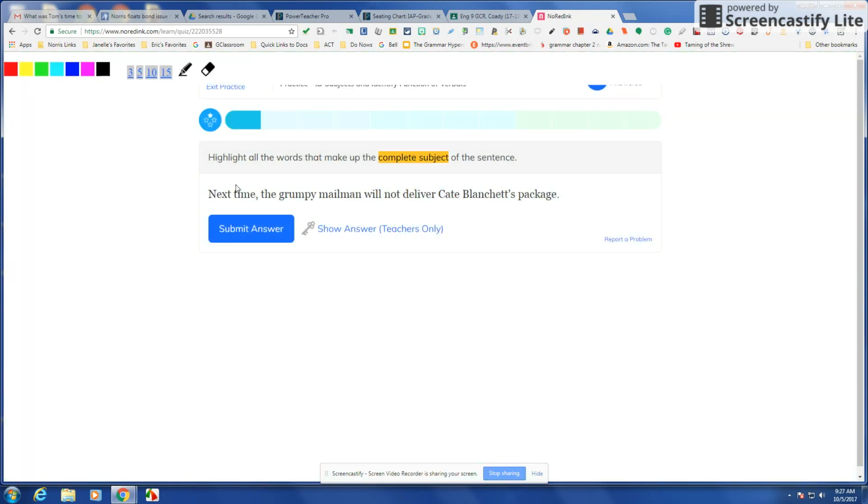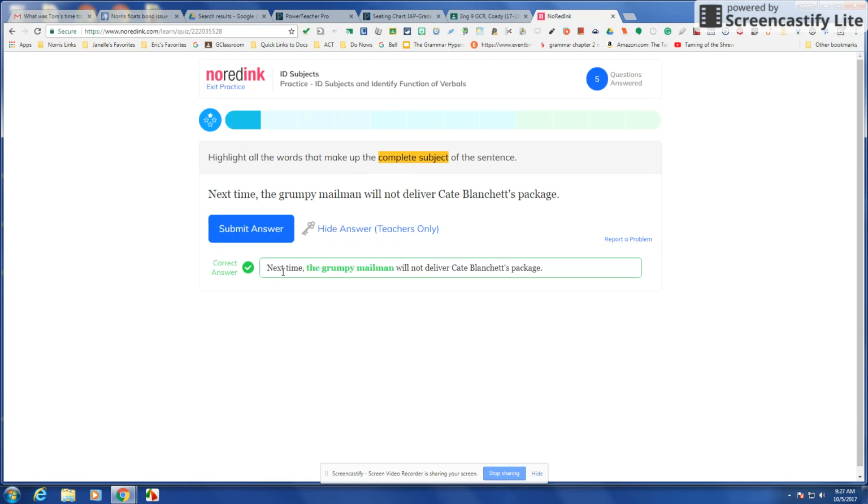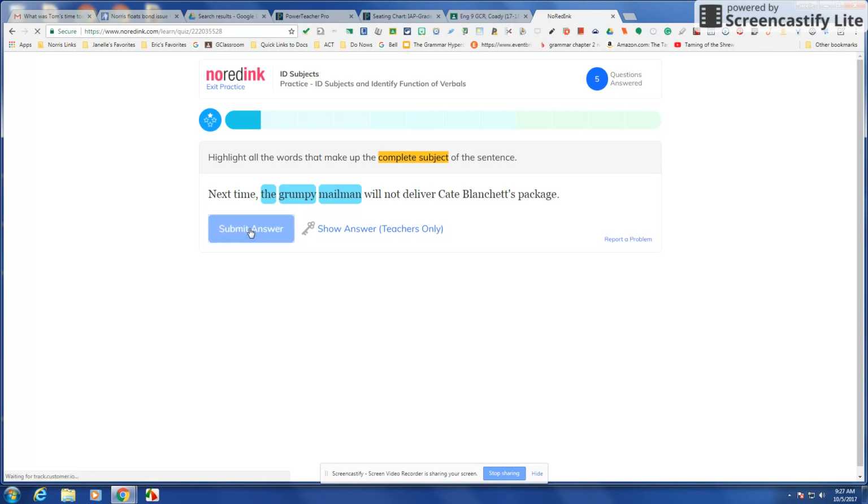Next time, the grumpy mailman will not deliver Kate Blanchett's package. Okay, so the subject can never be in this part. The grumpy mailman will not deliver. So will not deliver is the verb, and they want the complete subject. So if I draw a line, everything up to that point is going to be the answer. They don't want you to include next time though, right? Because remember, the subject can never be in that part. So the grumpy mailman is a complete subject.